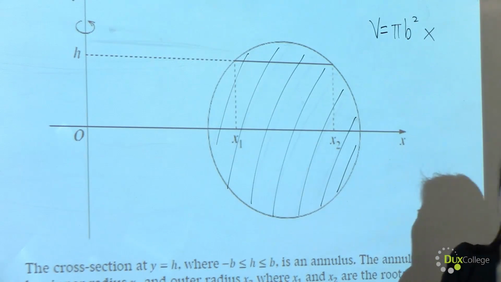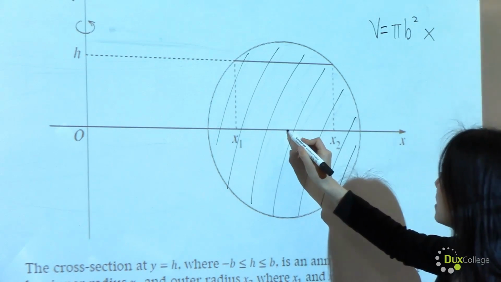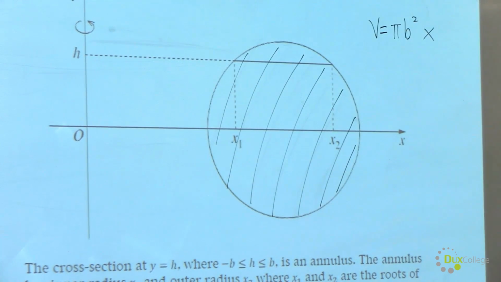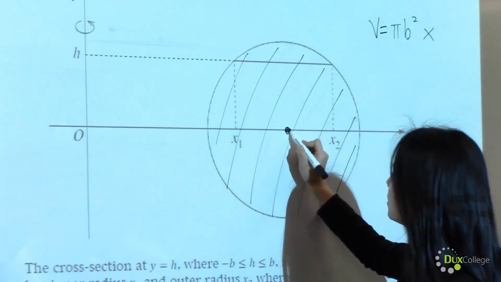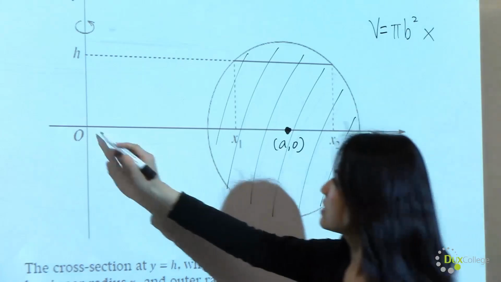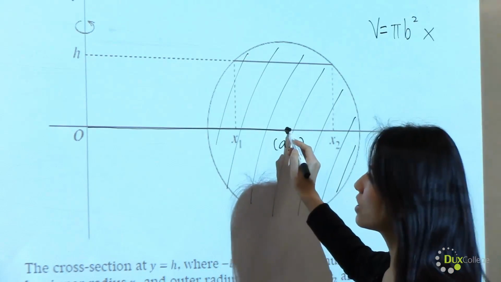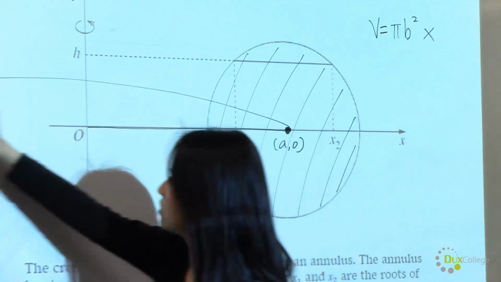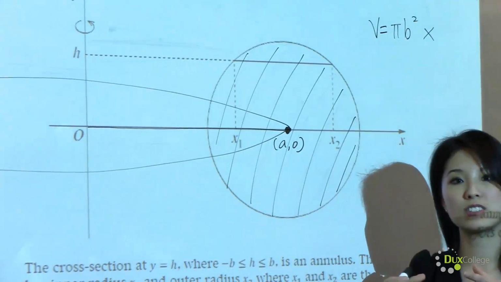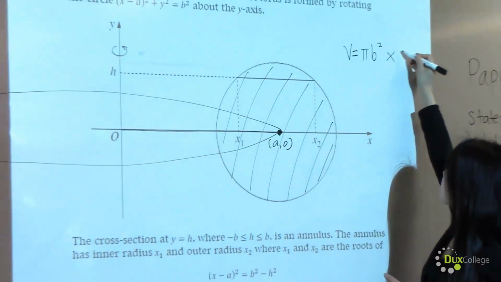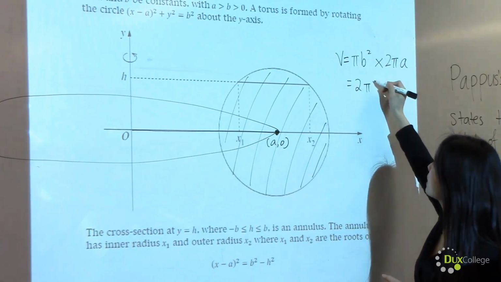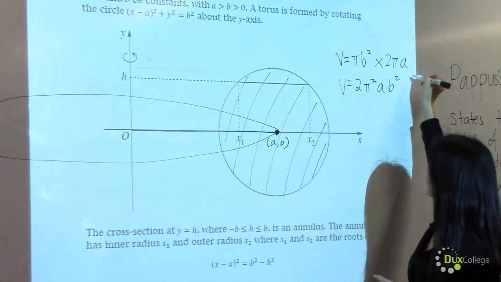Now multiply by the distance traveled by the cross-sectional centroid. So in this case, our centroid is the center of the circle, (a, 0). So this distance, which is distance a, travels around the y-axis. So you can see that it must be a circumference. To find the circumference is 2 pi a. So simplifying this, we get 2 pi squared a b squared.